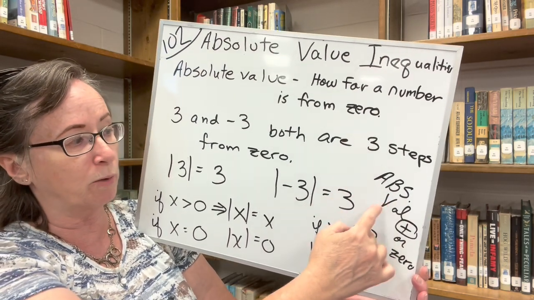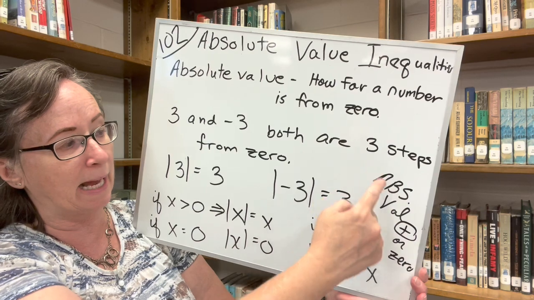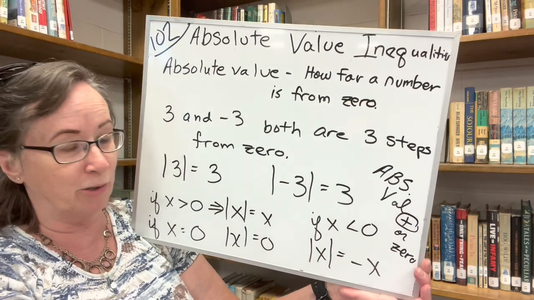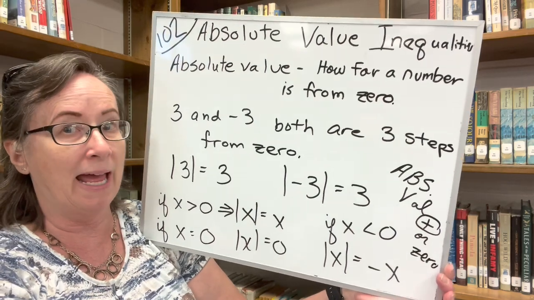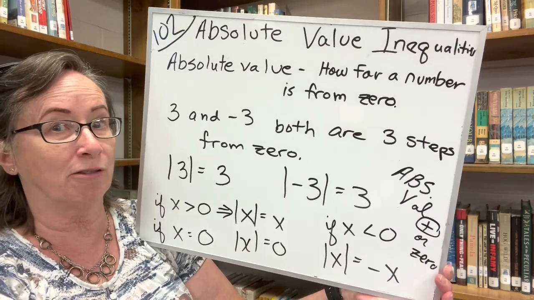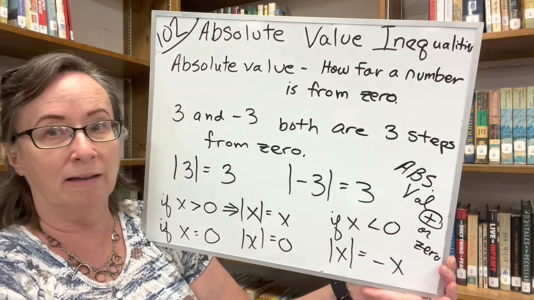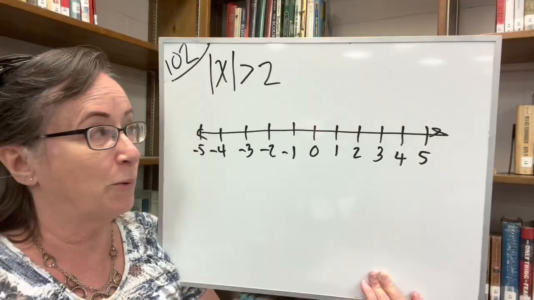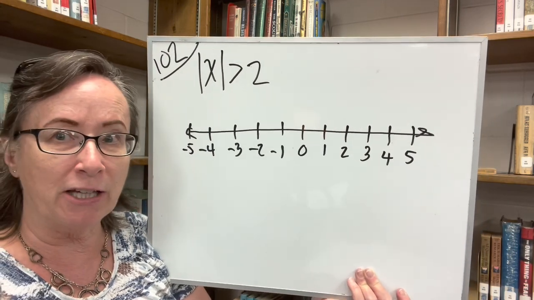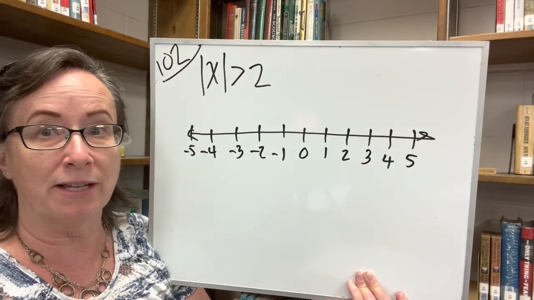Okay, so when we're looking at this, the absolute value is either going to be a positive number or 0. You're never going to have a negative number as an absolute value. So now we're going to look at absolute values with inequalities. So here we are with our first practice problem, and the absolute value of x is greater than 2.